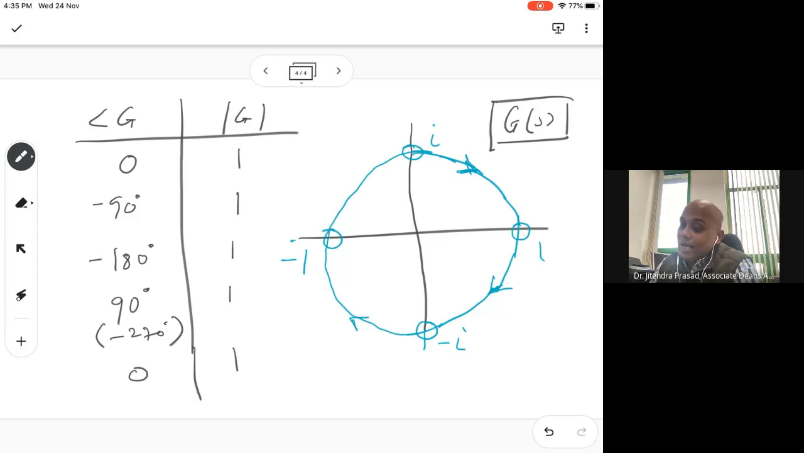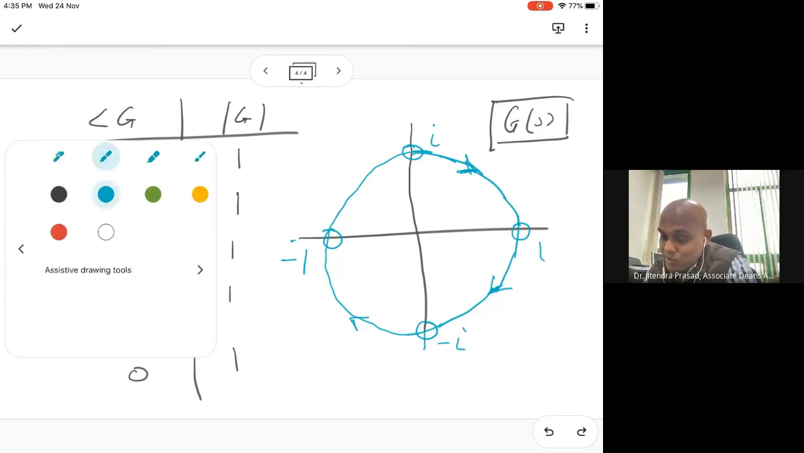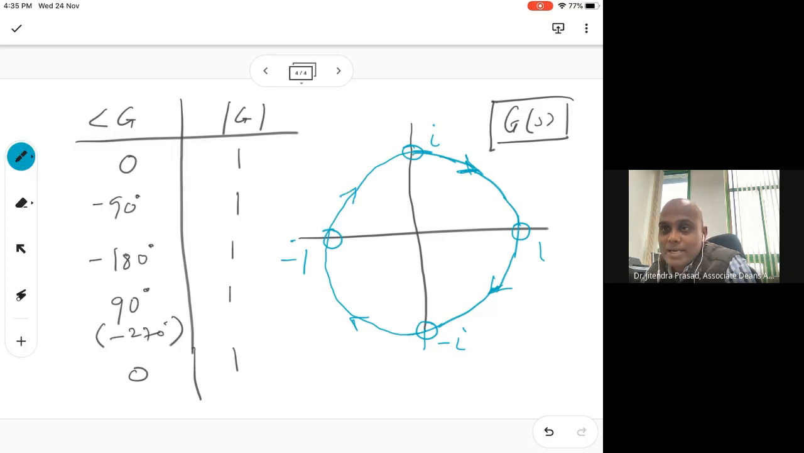Now the second part. As you know, plotting takes a lot of time basically, and hence accordingly you have to look at it. But still I went through the whole process so that you can understand. Now the second part is to predict stability for this system. It says, using Nyquist's stability criterion, determine the stability of the closed loop system.